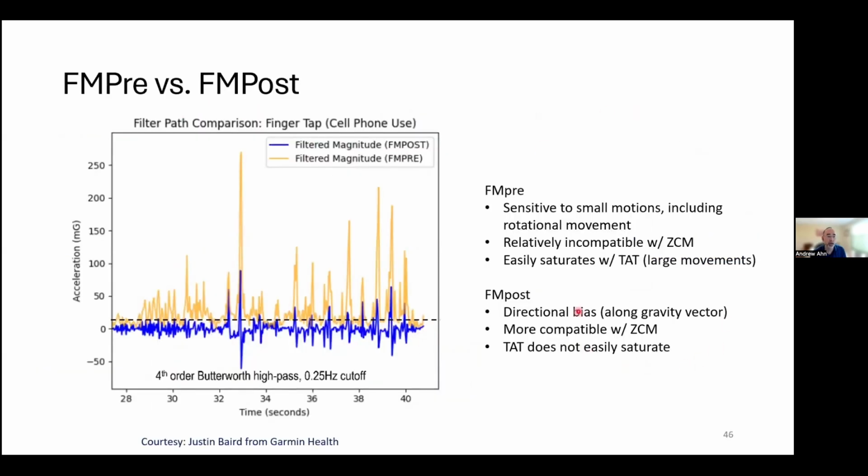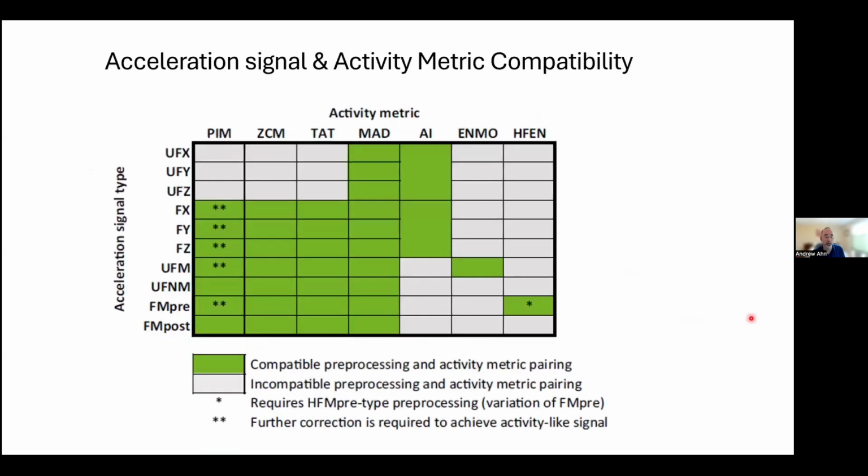And so in summary, FMpre is sensitive to small motions and to rotational movements. It can be relatively incompatible with zero crossing mode and is easily saturated with time above threshold. FMpost has some directional bias along the gravity vector. And so there's some metric compatibility here in terms of the type of acceleration signal that you get and the activity metrics. And this is something that we need to consider as you're doing your study.